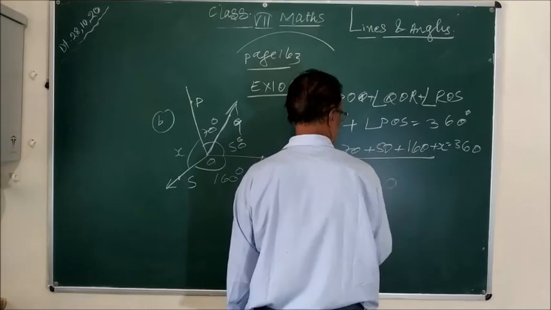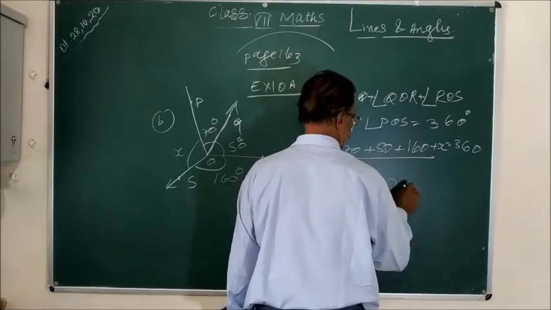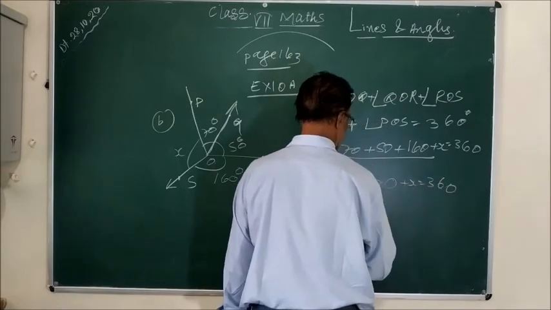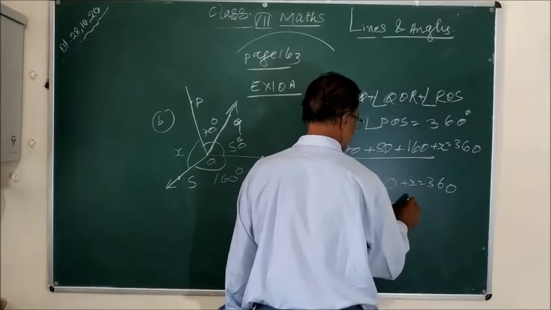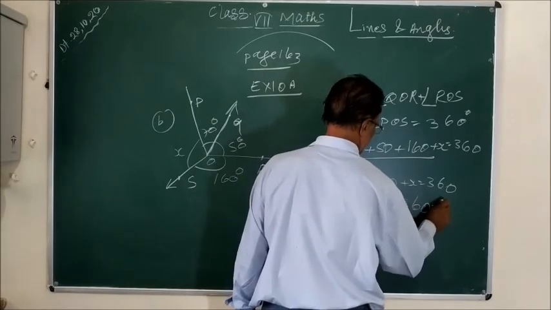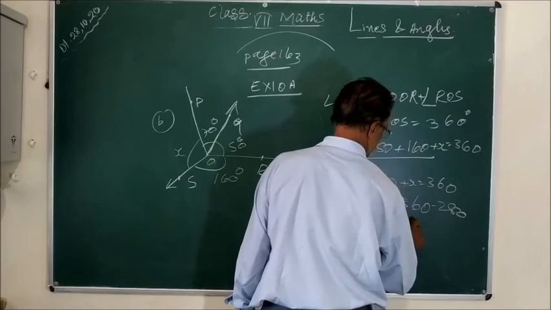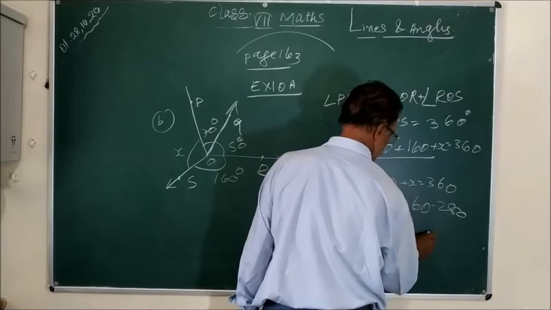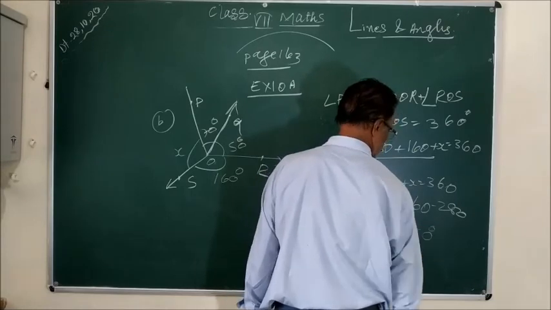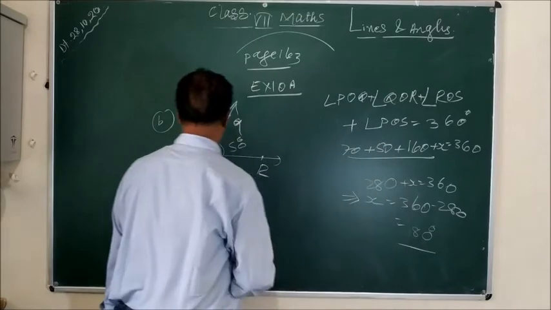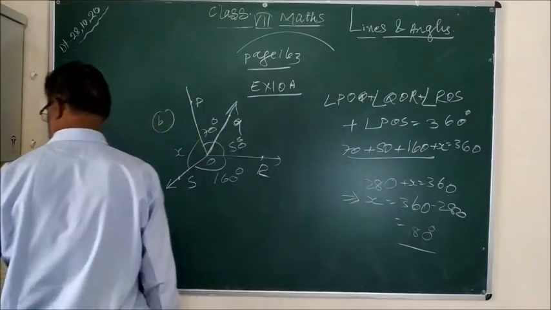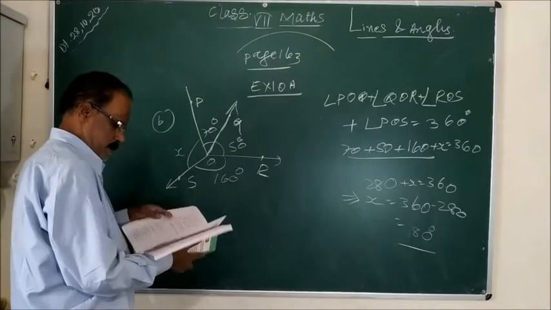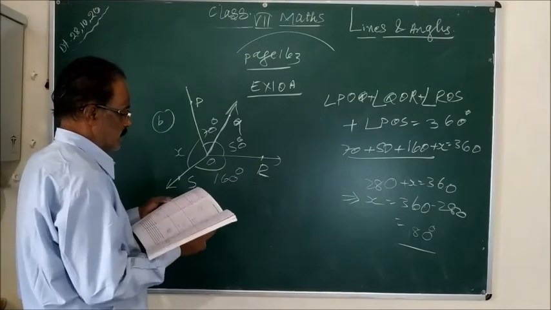इसको सम निकाल लीजिए, 70 plus 50 plus 160 is 280, plus X is equal to 360। So X is equal to बिल्कुल सिंपल अलजेब्रा इक्वेशन, 360 minus 280 and this will be 80 degree. That's all. This is the answer in क्वेश्चन B। तो इसी तरह से आप सबों में आप निकाल सकते हैं, the sum of all angles at a point is 360.